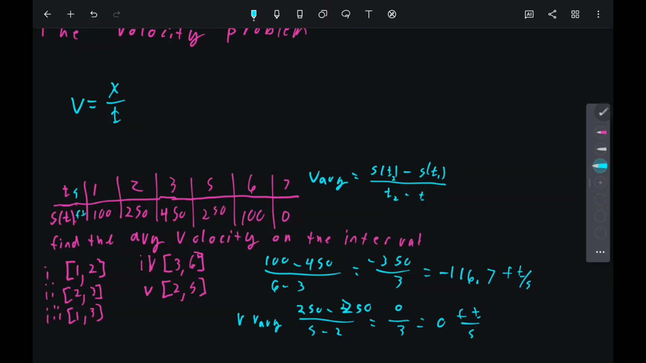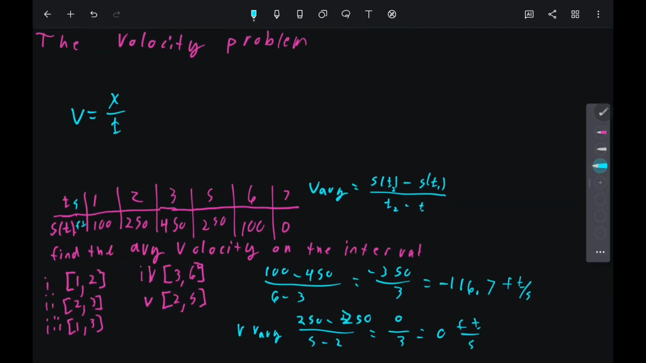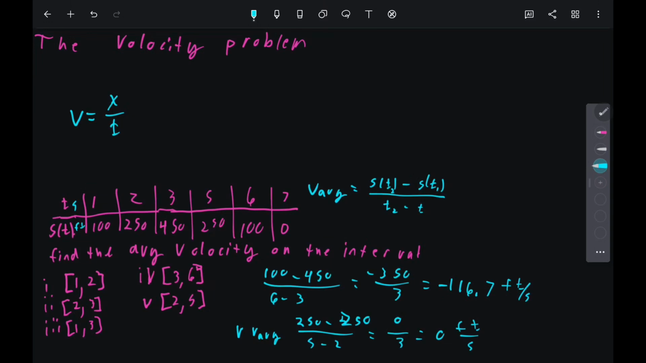Well, that's all I have for you. Just to make one final note here, the velocity problem and the tangent problem are incredibly similar, as you'll see going forward in this chapter.